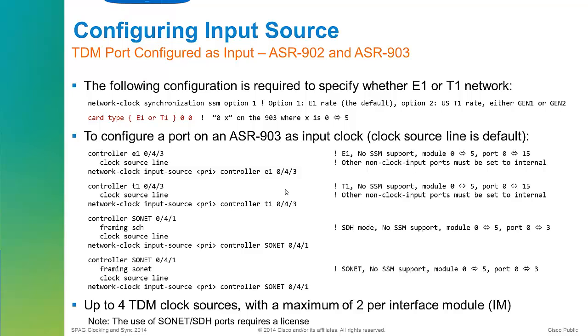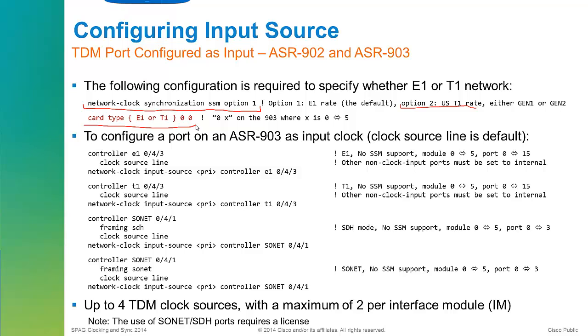Similarly, we have to define the card type. Two things you really should do. You set the synchronization option 1. If you want E1, well, that's the default. If you need T1, you set option 2. Then you do card type.